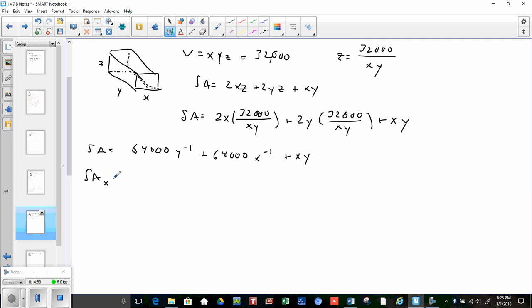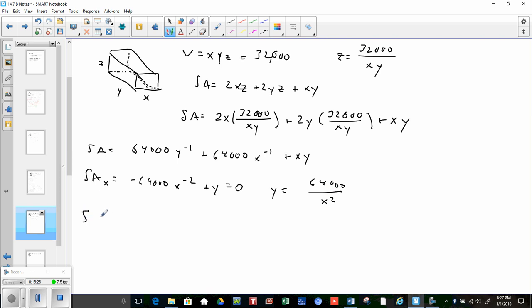The partial with respect to x of our surface area. So you bring this out to the, oh no, actually that's 0, right? Only a y in there, 0. So bring this one out to the front, we get negative 64,000 x to the negative 2. And then the derivative here is just going to be plus y equals 0. Easy enough to solve this for y. We're just going to add this to both sides. So we get that y equals 64,000 x to the negative 2, which is the same as over x squared.